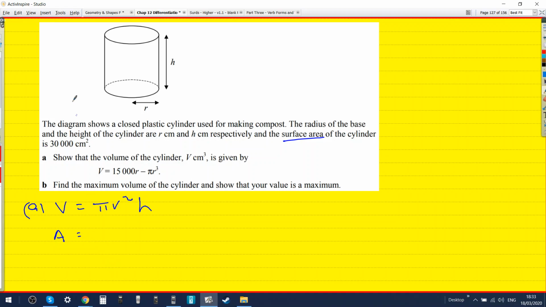No. Let's see. So we've got two circles, so that's 2 pi r squared, and then plus this bit down here. This is like a roll of toilet paper. If you unroll it, you get a rectangle. It's going to be height times the circumference, and circumference is 2 pi r. So 2 pi r times that. So 2 pi r squared plus 2 pi r h. Okay.